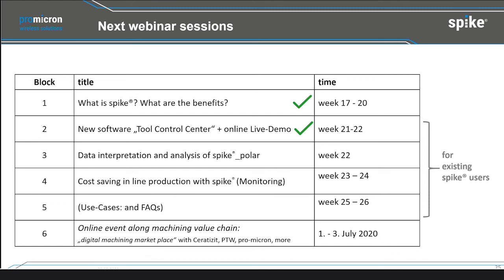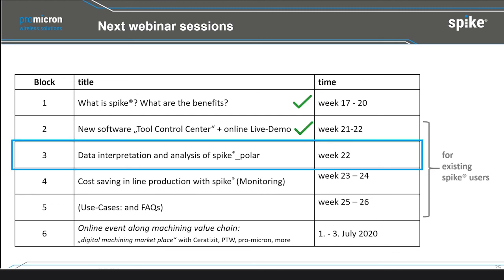What can you expect from the next webinar sessions? I told you before in the beginning what will be the next meeting. It will be the data interpretation, cost saving in line production, and the online event along the value chain. All help you, and we want to go now to save costs.